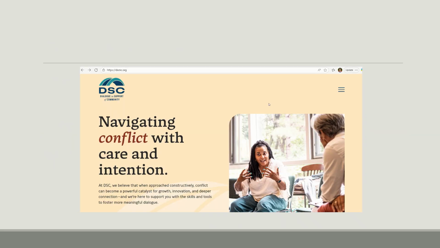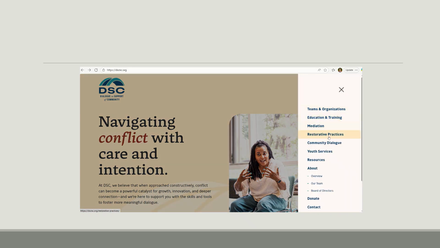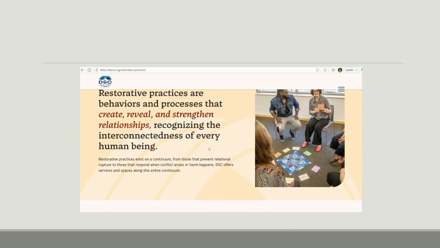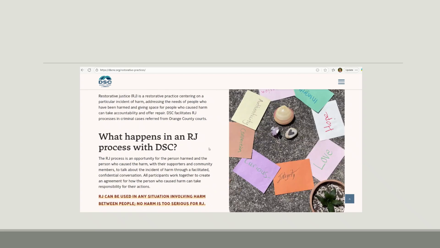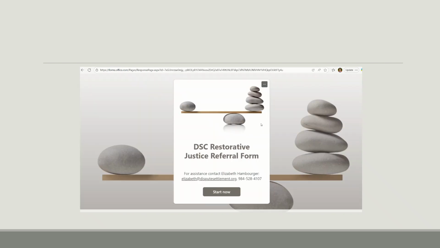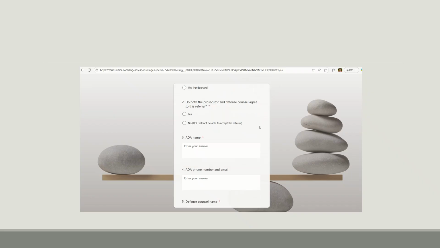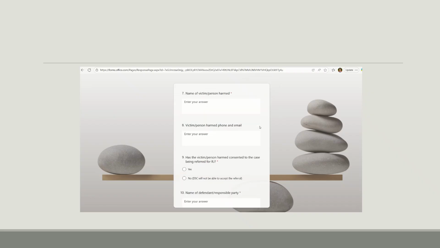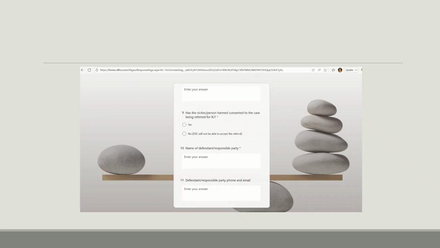When it comes time to make the referral, I will send you a link to our online referral form, or you can find it at our website, which is dscnc.org. Go to Restorative Practices over here on the right, and you can scroll down to Restorative Justice, where you will find the online RJ referral form. Click there, and you will be directed to this form, which will allow you to input all of the information that we need in order to accept the referral.